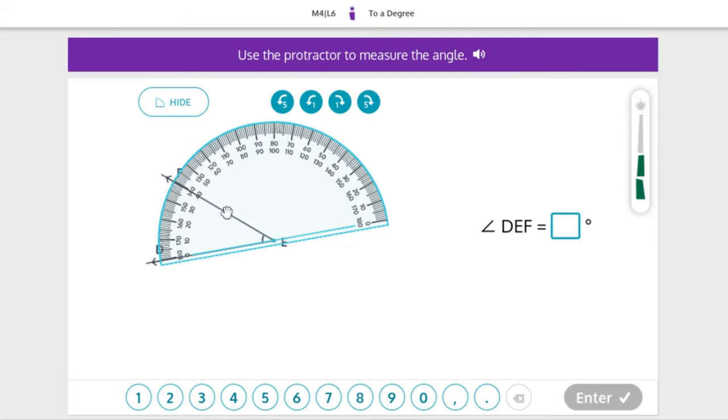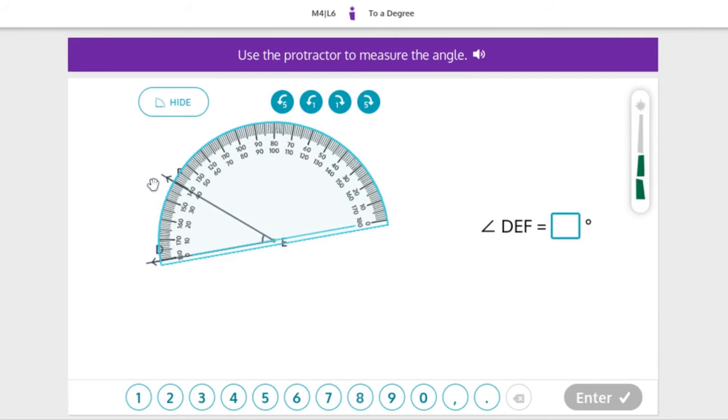But this is where it gets a little tricky because now you can see I have 2 options. It says 140, and it also says 40. So I need to ask myself, is this angle DEF 140 degrees or 40 degrees? First of all, they put both on there because this angle is facing the other way. So you can use a protractor like this to measure an angle facing any direction. That's why it has numbers on both sides. In this case, it's going to the left.